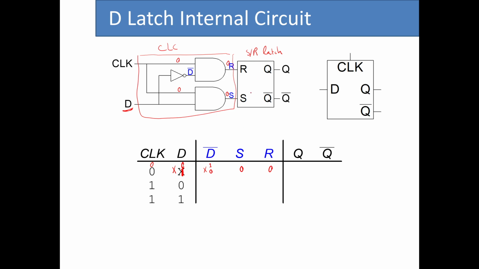Now in the SR latch, we know that when the two inputs are 0, the outputs are the previous values of the outputs. So the value for Q is going to be the previous Q, and the value for Q bar is going to be the previous Q bar. This is the memory functionality.